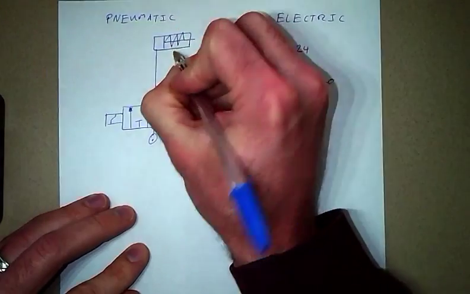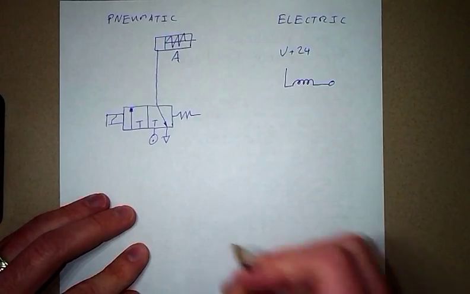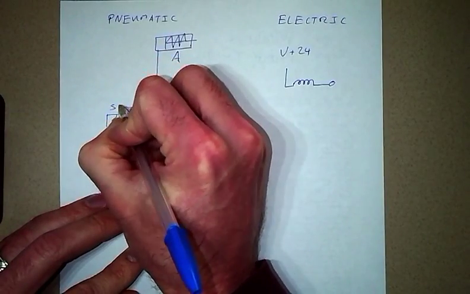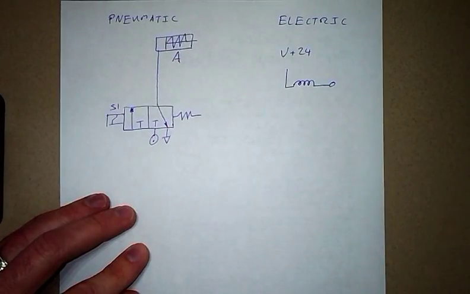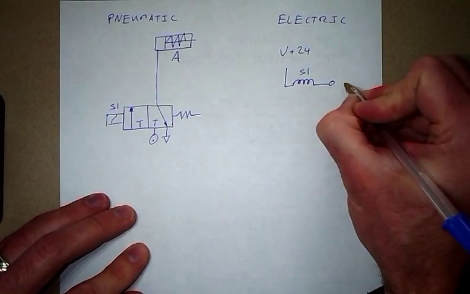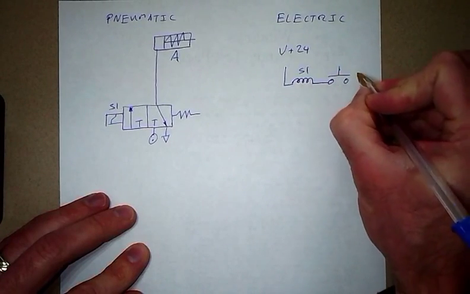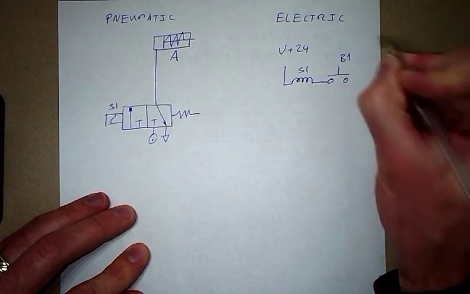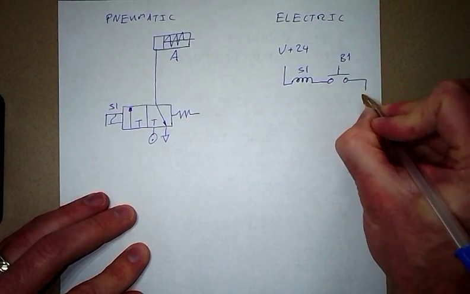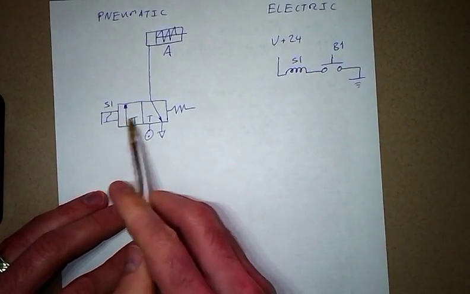And we label things. I left off the labels. So this is cylinder A. Over here, this is solenoid 1, and that is actuated by this button 1. Whenever the operator presses button 1, it supplies current to the solenoid, which actuates the valve.